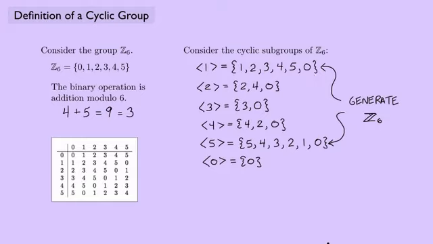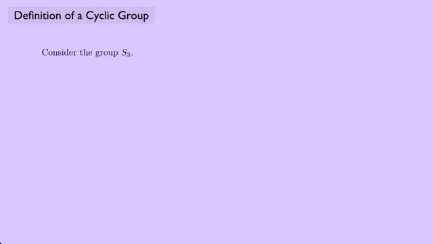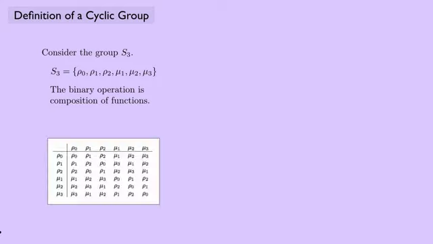Okay, let's look at another example. How about the group S3? So S3 consists of the symmetry operations on an equilateral triangle. If you remember, rho naught plays the role of the identity, the rho 1 and rho 2 things are the operations that rotate the triangle, and then the mu's are the flips across a line of symmetry. And the binary operation is composition of functions. That means doing two of these things in succession. And here's the group table for S3, and once again I want to look at the cyclic subgroups of S3.